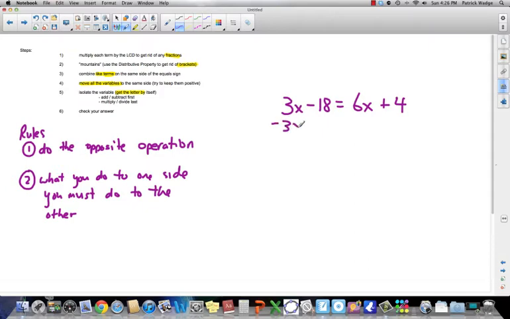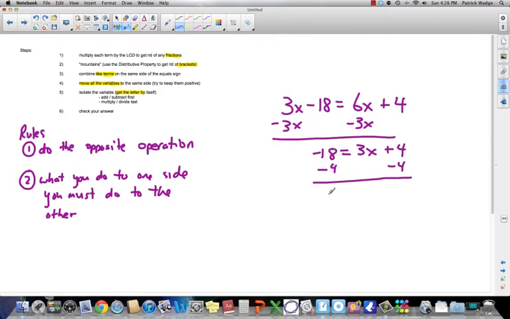So minus 3x from this side, and what you do to one side, you must do the other. Careful, you still have minus or negative 18 there. 6x take away 3x is 3x, and we still have plus 4. Okay, now we're down to step 5, isolate the variable. We don't want to do the multiplying and dividing step, we want to do the adding subtracting step. So since this is plus 4, we'll minus 4 and minus 4. Negative 18 take away another 4 is negative 22, and it's now equal to just 3x because this cancels out.